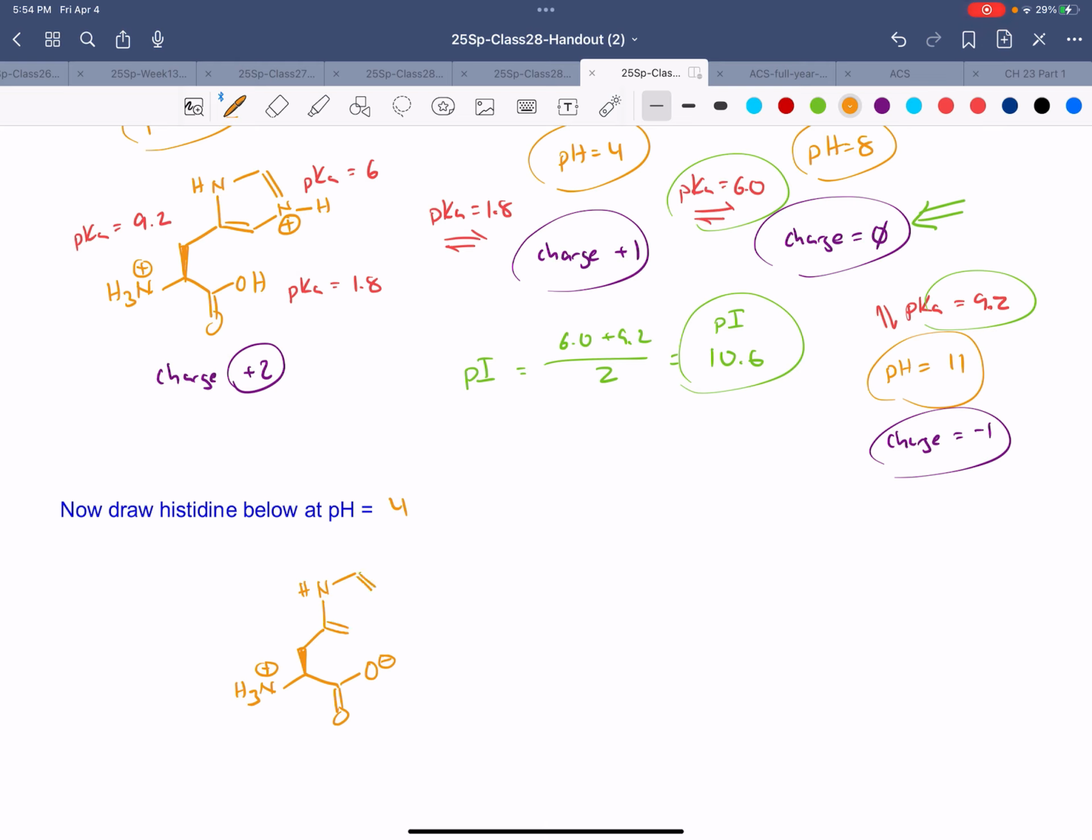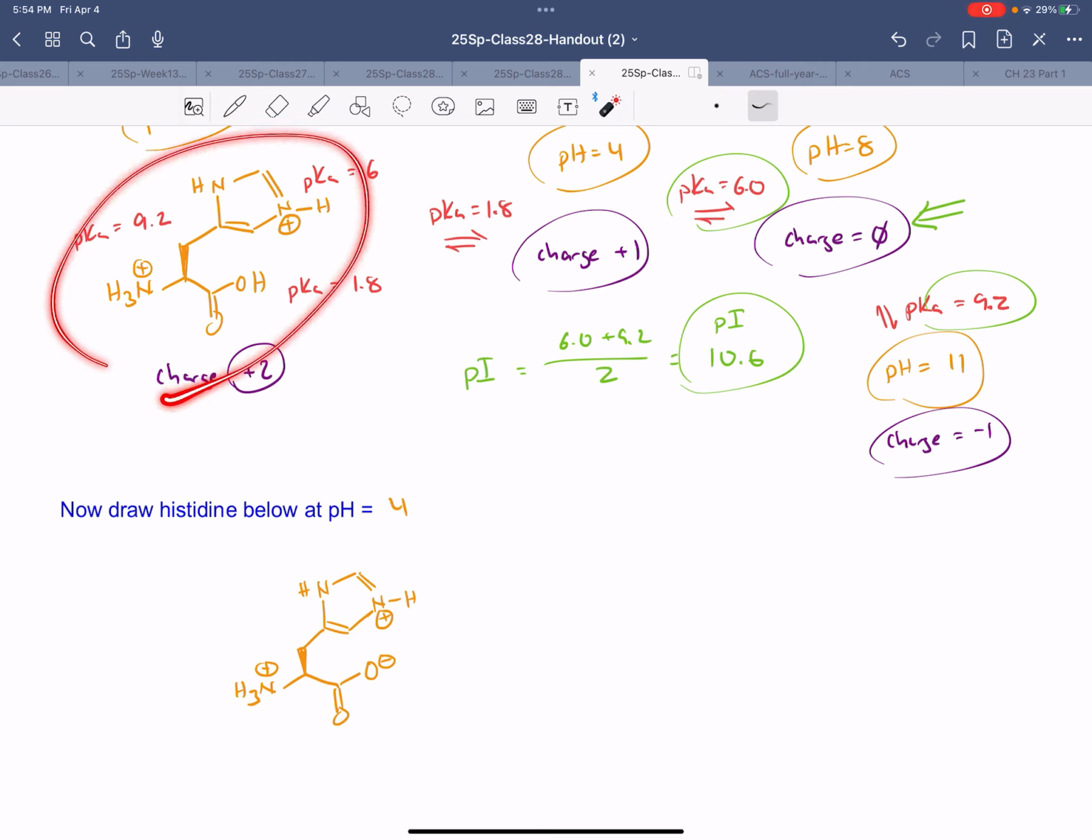This is very easy for me once I have the structure at pH 1. If I screw up this structure, by the way, then everything else gets screwed up. The charge gets screwed up, the structure will get screwed up, and possibly even the PI will get screwed up. So this is the important structure. What does it look like at pH 1?